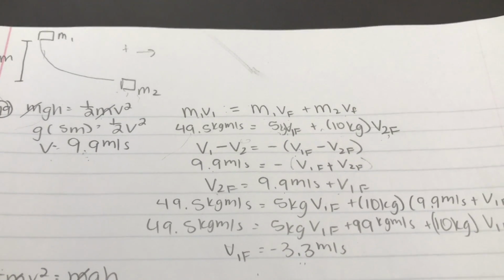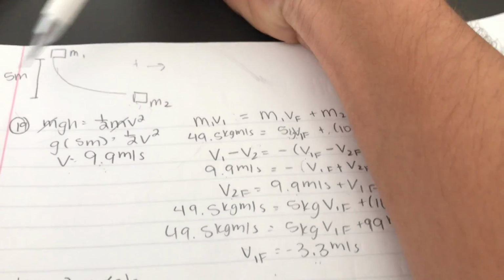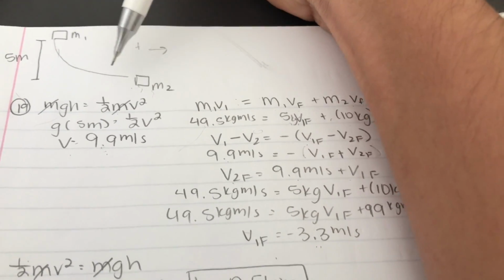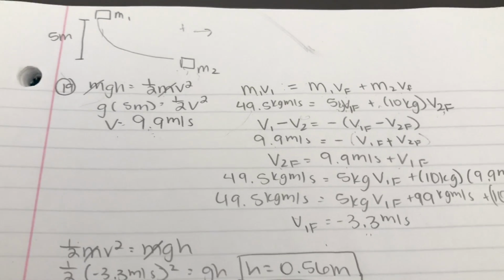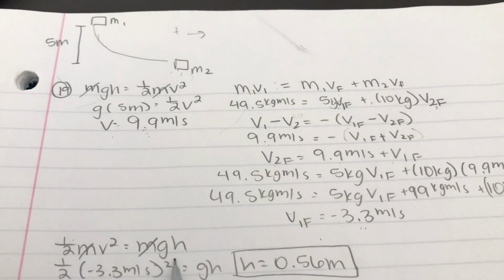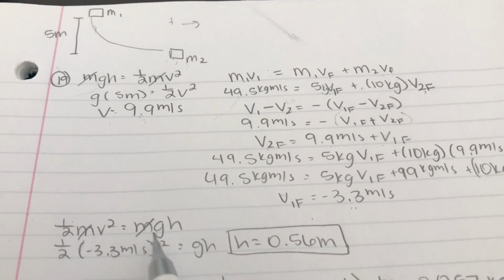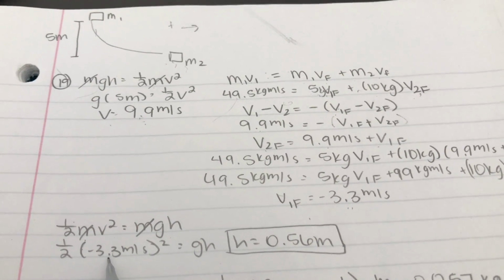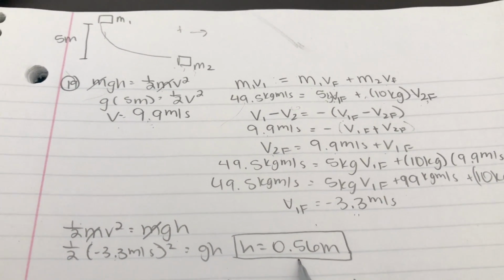And then the question is asking what height will M1 rise, because it's going to go up this slide, right? It's not going to go straight. It's going to go up this slide. So this is another conservation of energy problem. So it's going to go from all kinetic to all gravitational potential. So it's basically the inverse of this. So 1/2 mv squared is equal to mgh. And if it's going 3.3 meters per second, it's going to rise to a height of 0.56 meters, which is your answer.